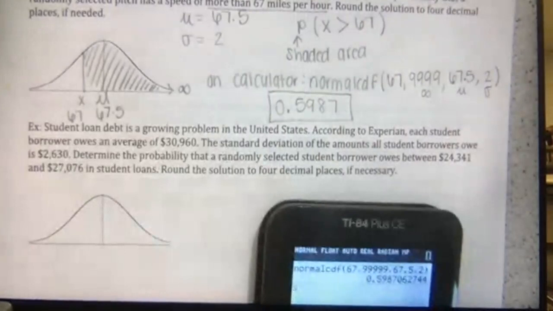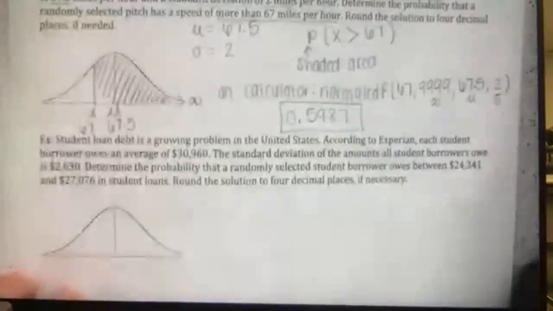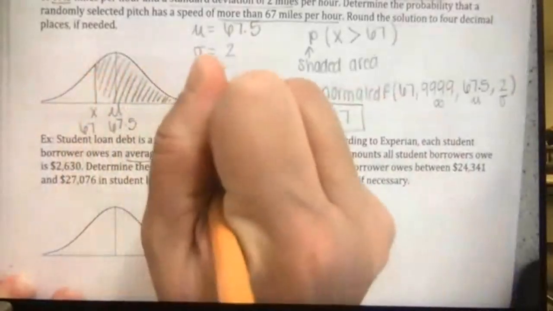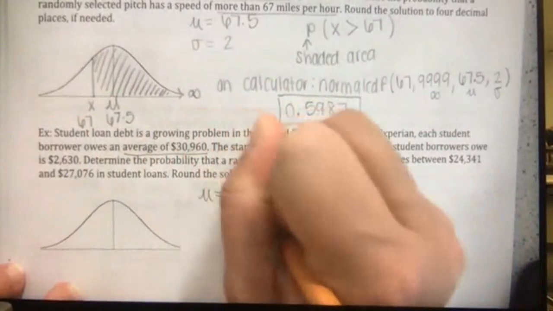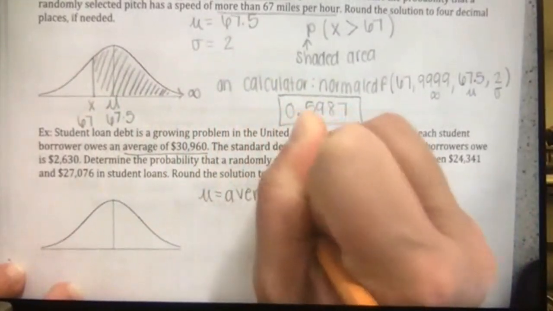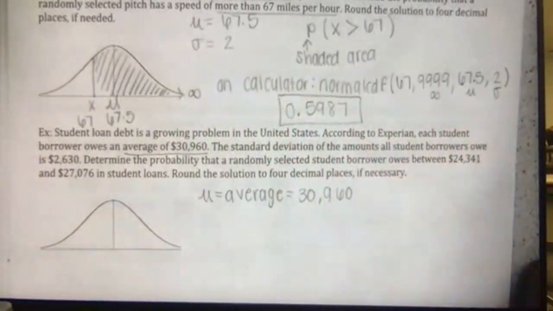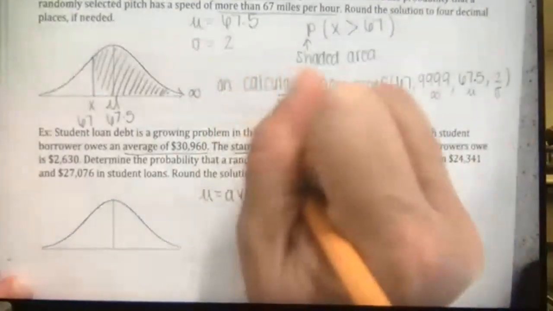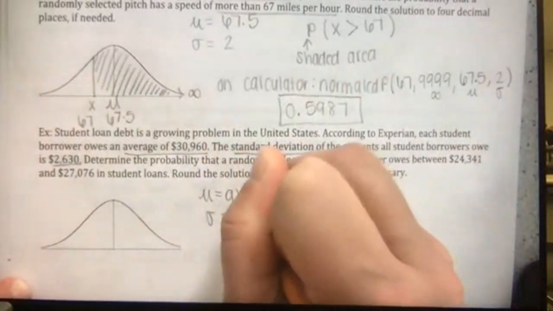One more for this page. Student loan debt is a growing problem in the U.S. According to Experian, each student borrower owes an average of $30,960. That average is telling us our mean. The standard deviation of the amounts all student borrowers owe is 2,630.